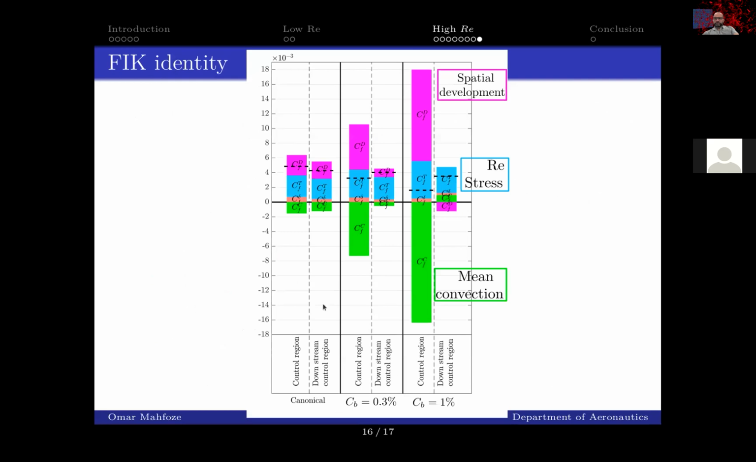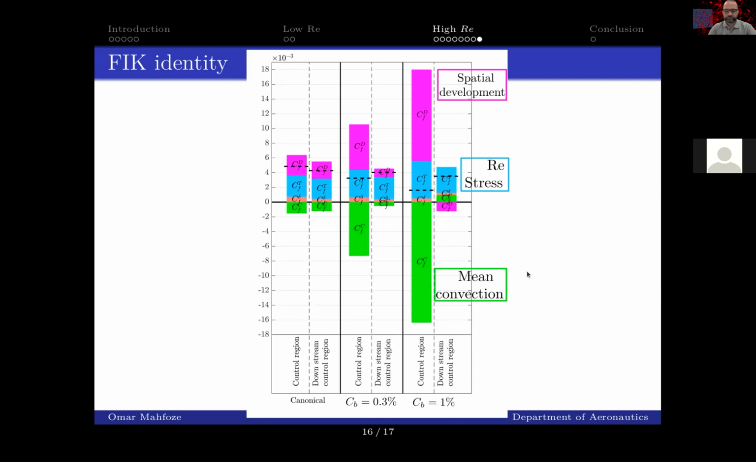So we have the canonical case, the low Reynolds number, the low intensity blowing, and the high intensity blowing. The left side is the one for the control region, and the right side is the one downstream of the control region. The main contributors here in the boundary layer are the spatial development, the Reynolds stresses, and the mean convection. Over the control region, as you can see here, the spatial development increases significantly and the Reynolds stress also increases. But to get a drag reduction in the control region, the mean convection has to drop dramatically. So the reason for having drag reduction in the control region is reducing the mean convection.